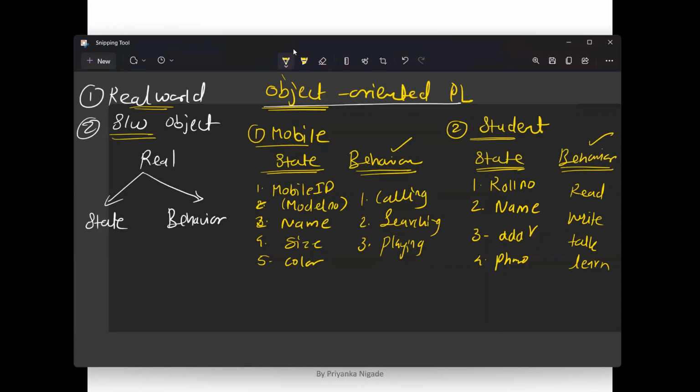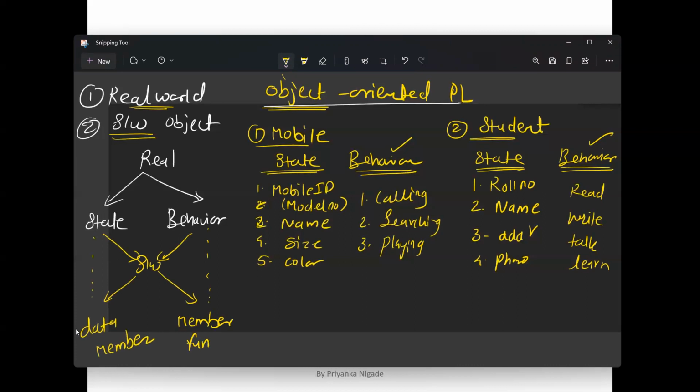So how can we convert a real world object into a software object? Every real world object has two different pieces of information, state and behavior. So we can simply convert it into a software object. How? Every state we can represent as a data member. Try to understand. Every state we can represent as a data member in technical terms, and every behavior we can represent as a member function.